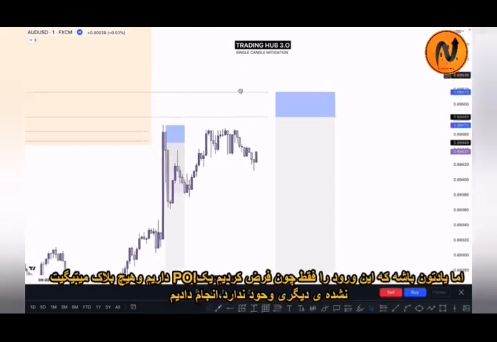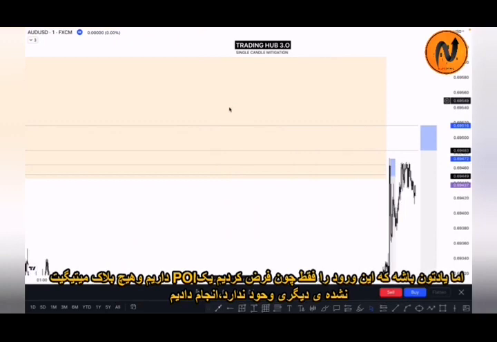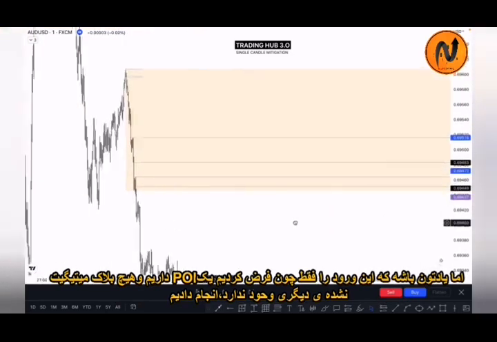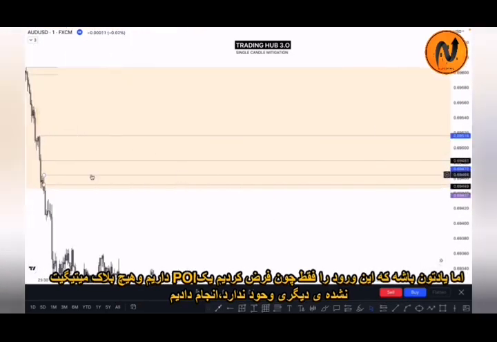But if only one POI is here, right, sometimes what happens is only one POI is here, only one order block is here, and there is no other order block.